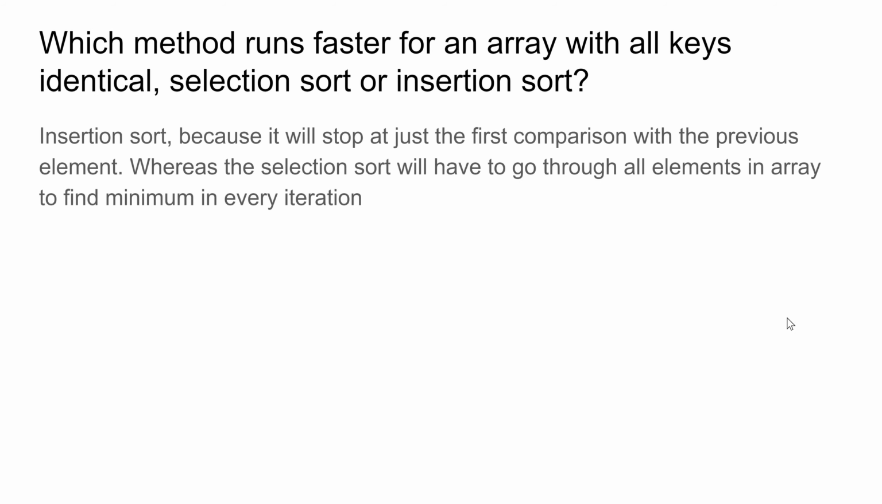Which method runs faster for an array with all identical elements, selection sort or insertion sort? Insertion sort, because it will stop at the first comparison with the previous element, whereas selection sort will have to go through all the elements in the array to find the minimum in every iteration.